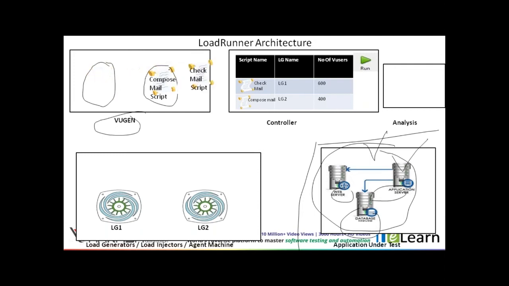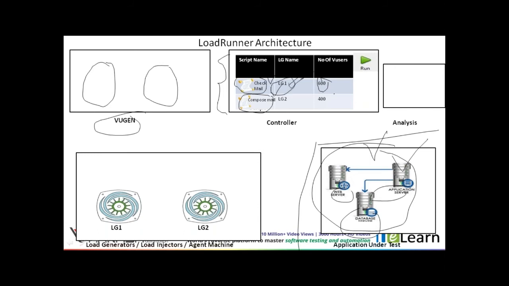Now at this point, you upload the scripts into the controller. In the controller, you will create the test scenario. You have only two groups here: group 1, which is the checkmail group, and group 2, which is the compose mail group. When you create the groups, you have to tell how many virtual users to run with checkmail. Let's say 600 users, you plug in that number. But you also have to tell the controller where these 600 users are coming from. These 600 users are coming from the component called LG.